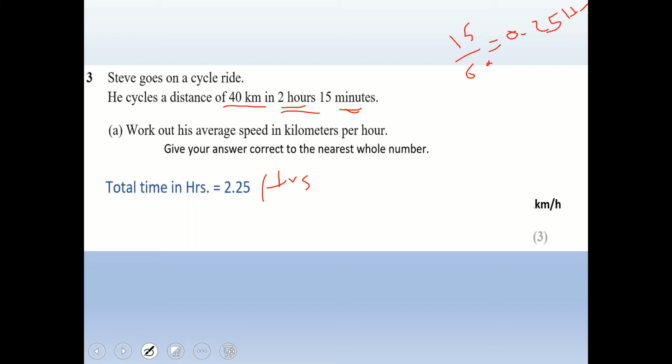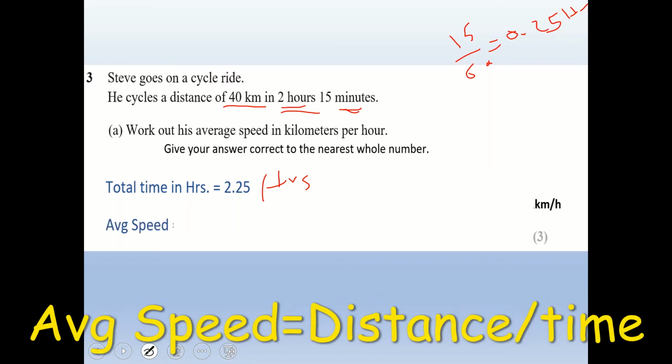He needs the average speed in kilometers per hour, so the average speed equals distance over time. By substituting the distance, 40 kilometers, and the total time, 2.25, that will give us 17.777 kilometers per hour. But this is not the final answer the question needs.